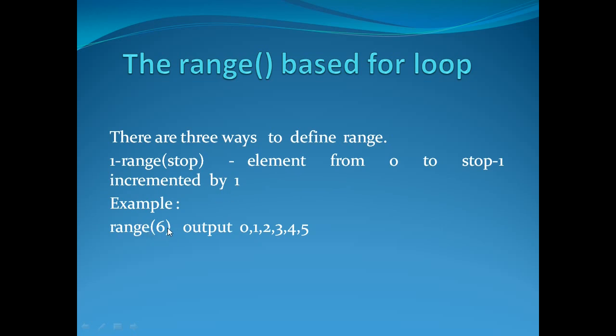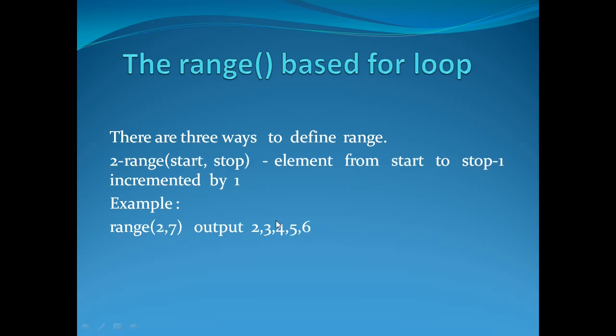Now let's take a simple example. Range function 6, the output is 0, 1, 2, 3, 4, 5, because the upper limit is 6 minus 1, which is 5. So the elements start from 0, 1, 2, 3, 4, 5. The range produced by this function is 0 to 5.